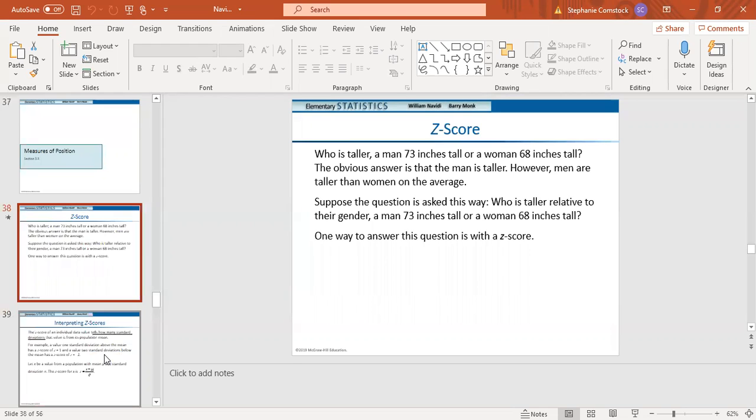So it asks, who is taller, a man that is 73 inches tall or a woman that's 68 inches tall? Well, obviously it's the guy, he's 73. But men are, by and large, taller than women as a standard statement. So the next question is, who's taller by comparison to their gender? Would a 73-inch man, which is 6'1"-ish, be considered taller by comparison to other men than a 5'8" woman is by comparison to other women? Okay, so that is where we're going to bring in this thing called a Z-score.